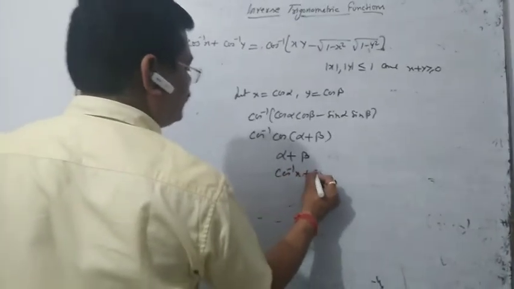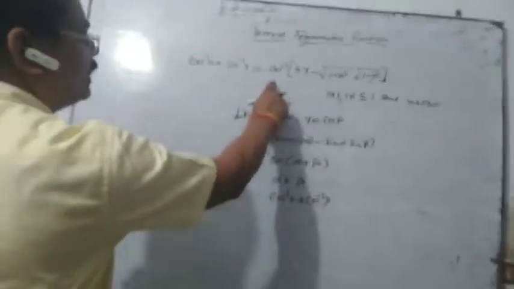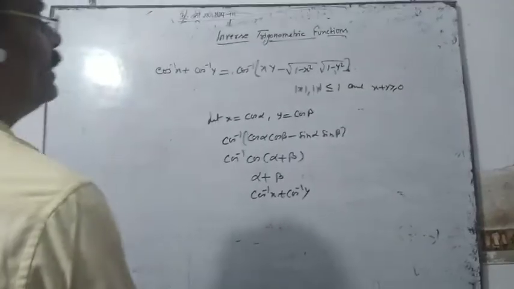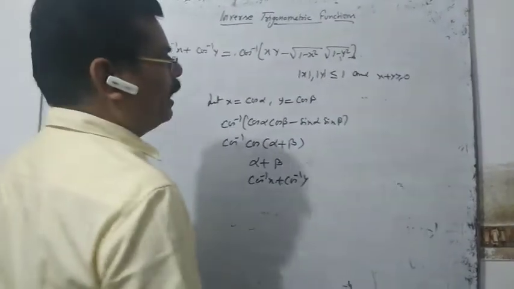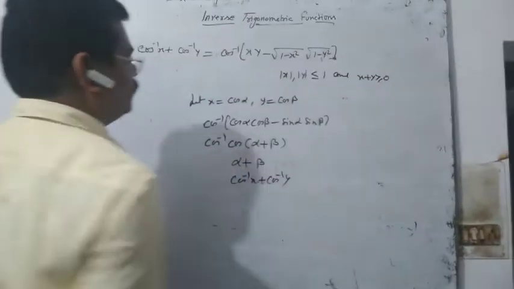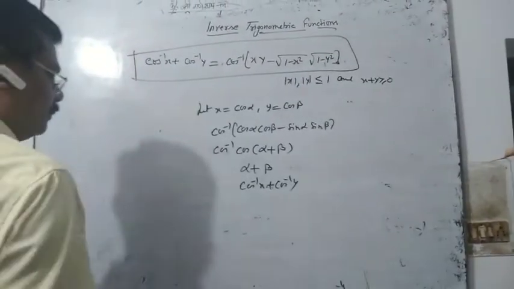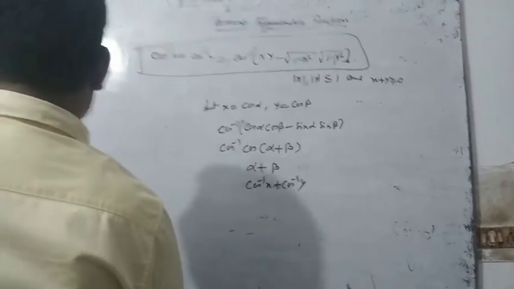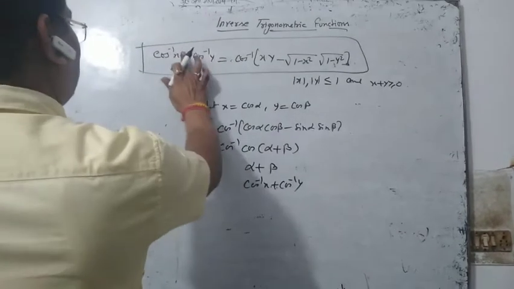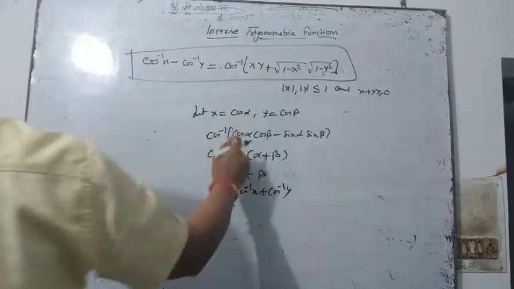Alpha plus beta. It means cos inverse x plus cos inverse y, that is cos inverse of xy minus root of 1 minus x square times root of 1 minus y square. If mod of x and mod of y are less than or equal to 1 and x plus y is greater than or equal to 0, then this formula will be used. After that, cos inverse x minus cos inverse y: there is a minus sign, so this is plus.